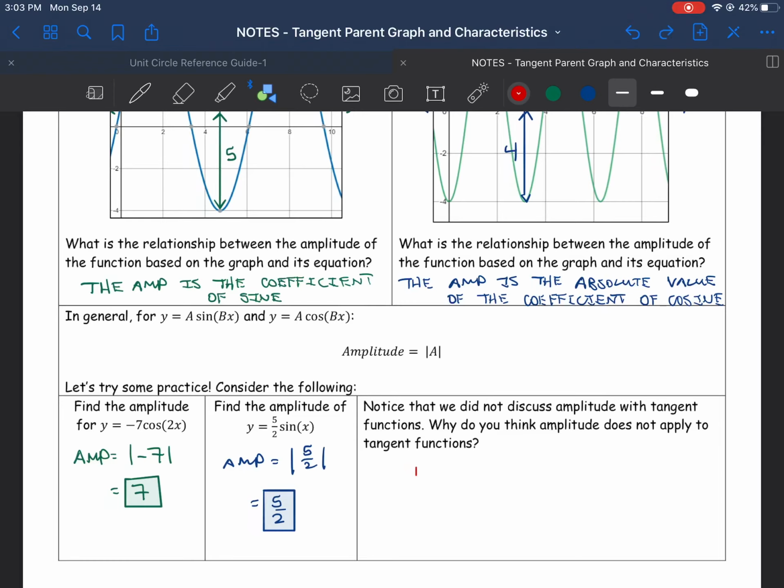There we go. Tangent functions don't have max or mins.